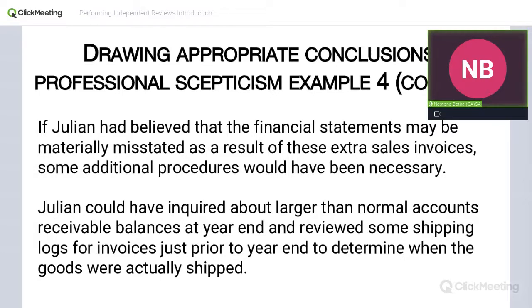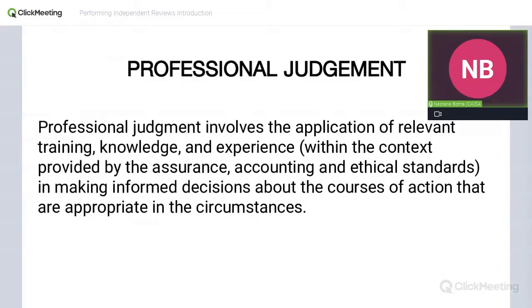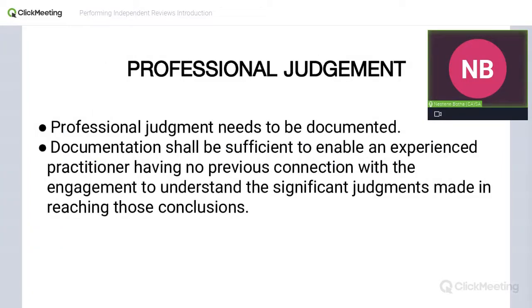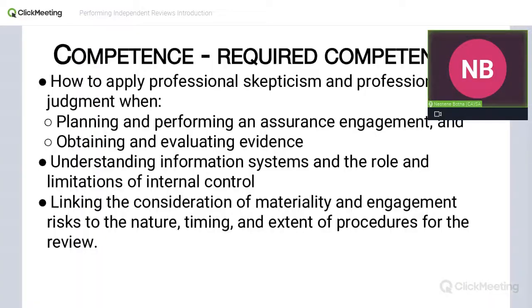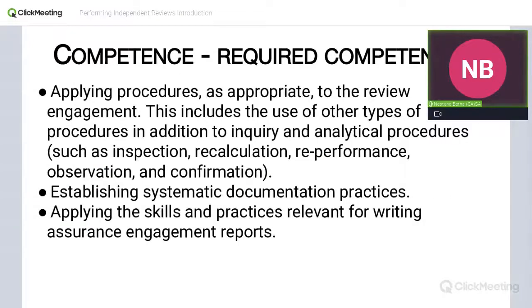Moving on from professional skepticism, we will then go to professional judgment. So, professional judgment involves the application of relevant training, knowledge, and experience within the context provided by the assurance, accounting, and ethical standards in making informed decisions about the courses of action that are appropriate in the circumstances. And under professional judgment, we'll look at different scenarios in the actual independent review where it will be required of us to apply our professional judgment. And we'll look at how that actually influences what we will have to do in our independent review.